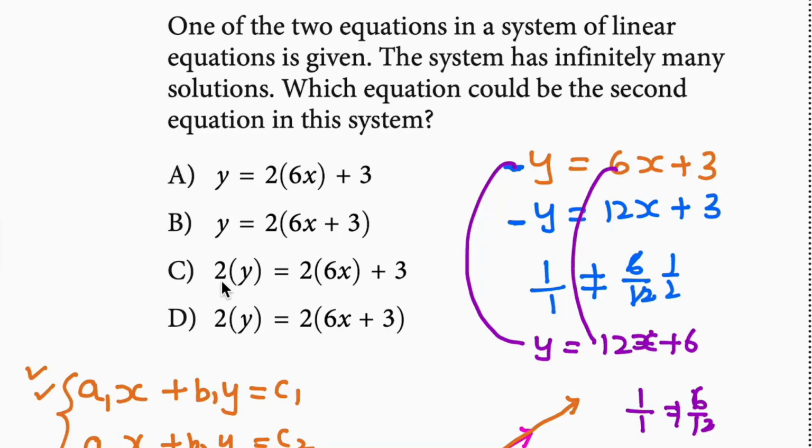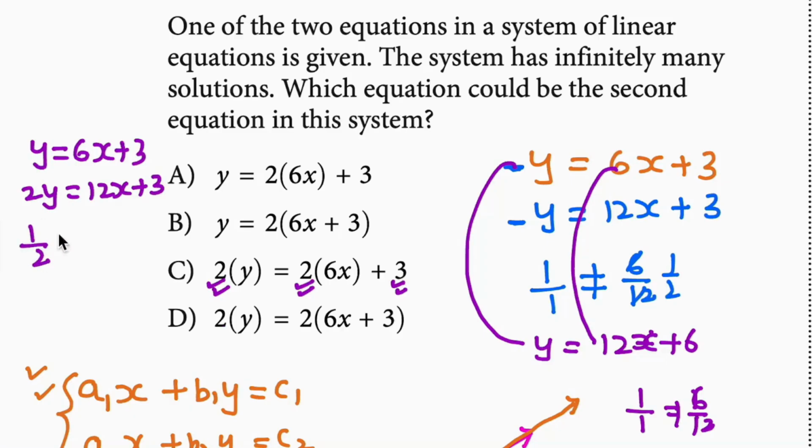Now if you see this one, here 2 is multiplied with y and with 12x, but 2 is not multiplied with 3, right? So if we write it this way, 6x plus 3, this equation will be 2y is equal to 12x plus 3. So yes, this is 1 over 2, correct? 6 over 12 is again 1 by 2, but 3 over 3 is 1. So all the three ratios are not equal. So even C is not the right option. D is the right option. And yes, that explanation is correct.